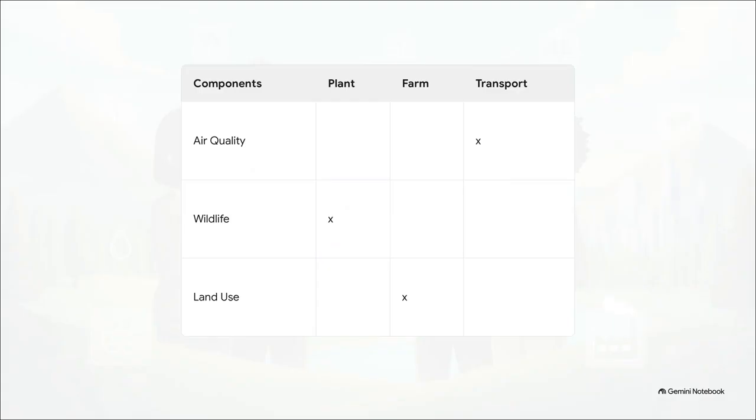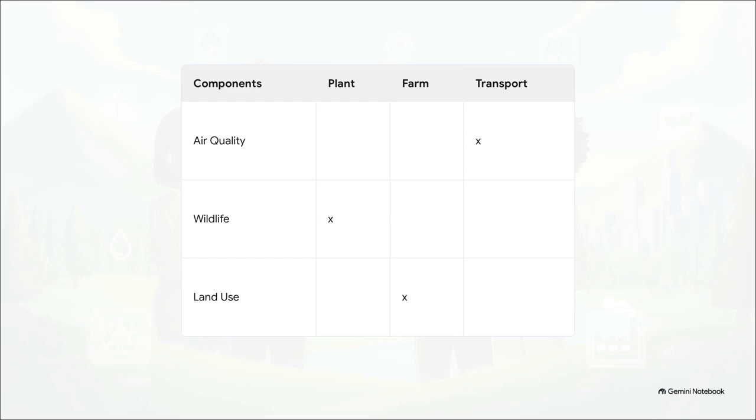Here's another highly effective matrix design, and this one brilliantly illustrates the cause and effect relationship between specific project activities and environmental components. Across the top, we have project actions: plant construction, farming, and transport. And down the side are environmental components. Trace the row for terrestrial wildlife. The X there tells us that the threat comes explicitly from plant construction, not the farming or the transport.